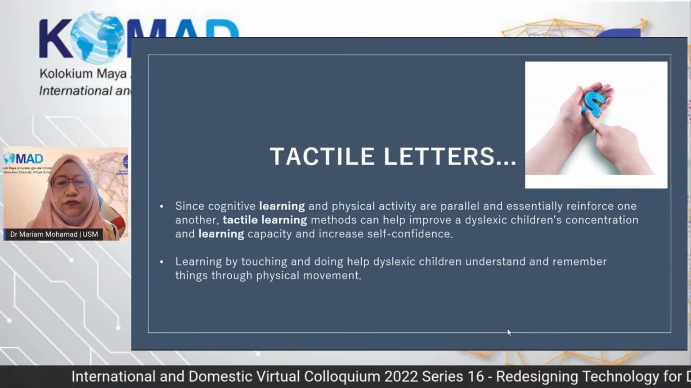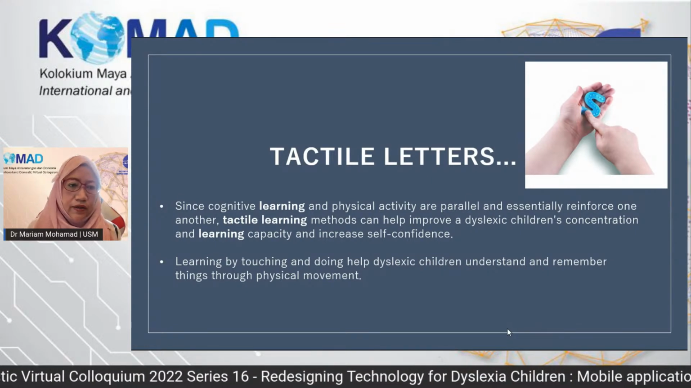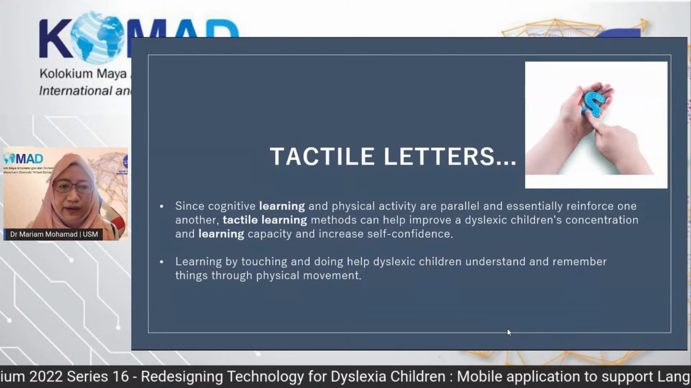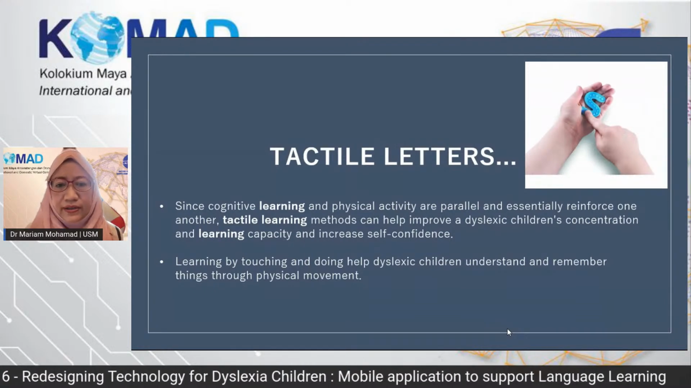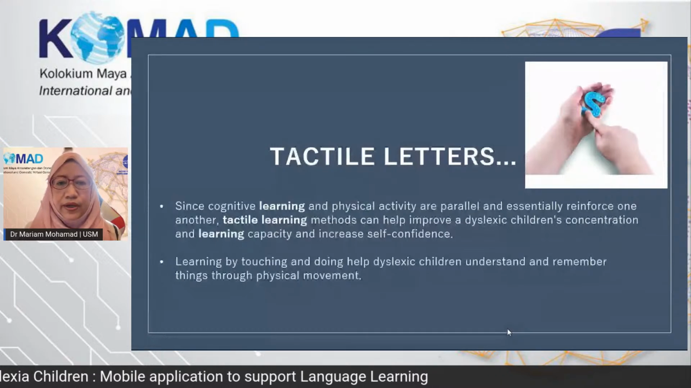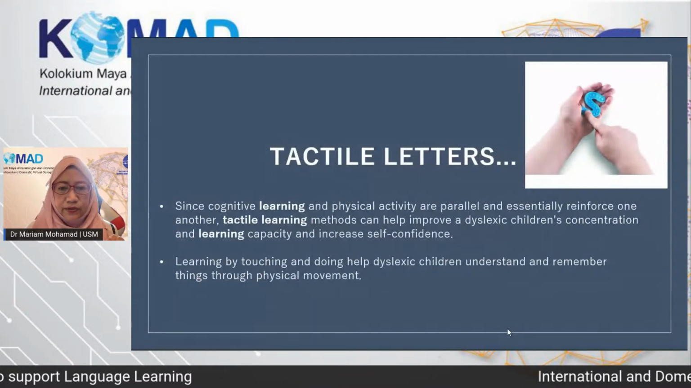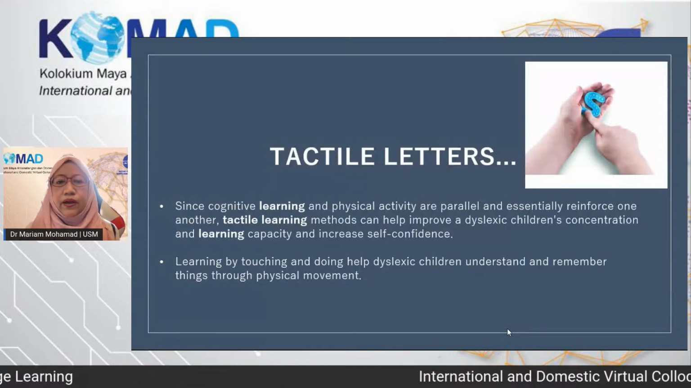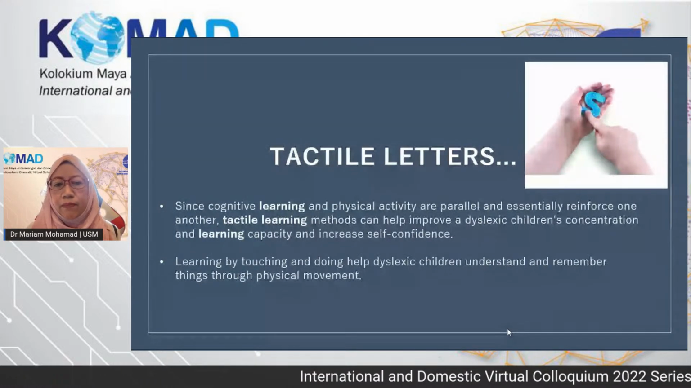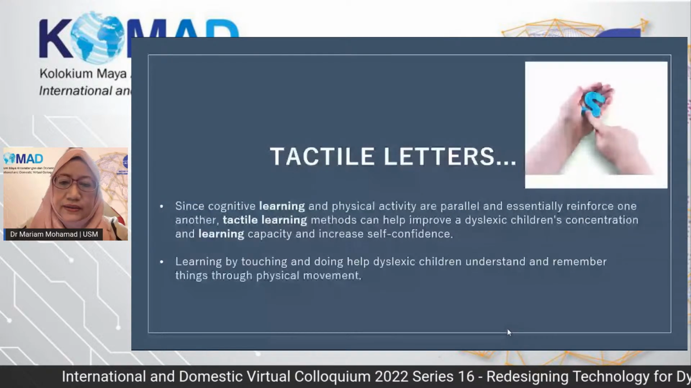For example, what is the difference between B and D? This is common for the dyslexic children, because B and D mirror each other, right? So how can they recognize the differences? How can they compare them? One of the ways is by using these tactile letters, so they can touch and manipulate the tactile letters to remember this alphabet. All right. Next slide, please.